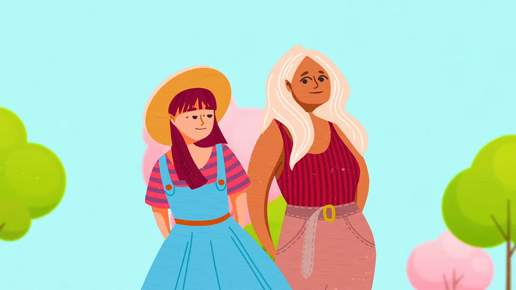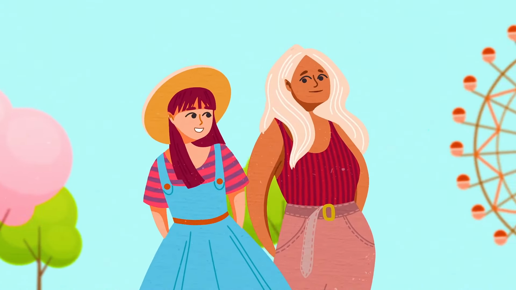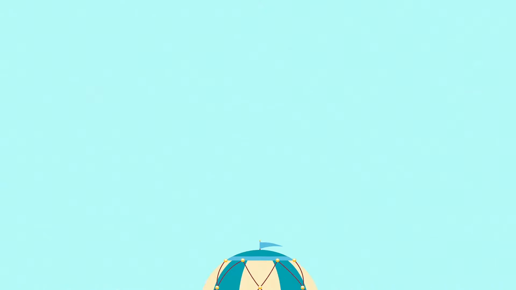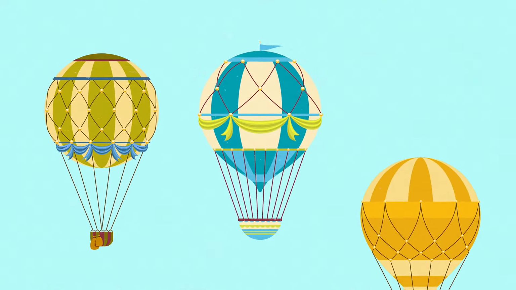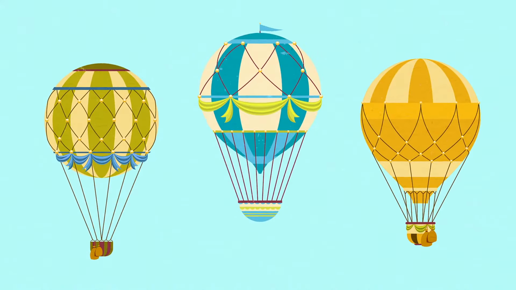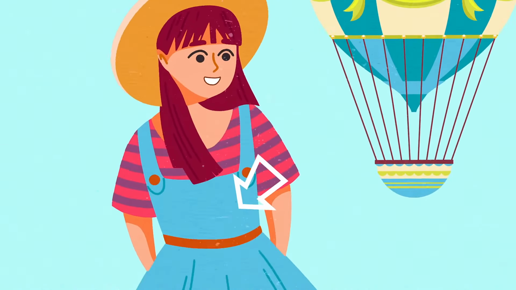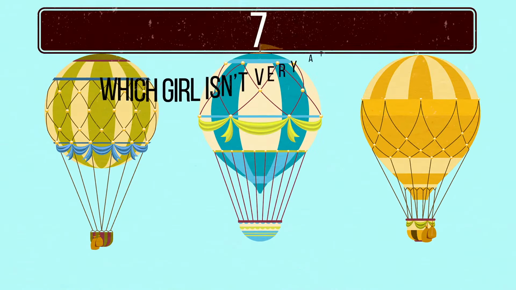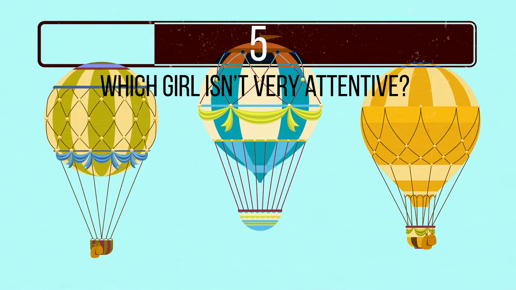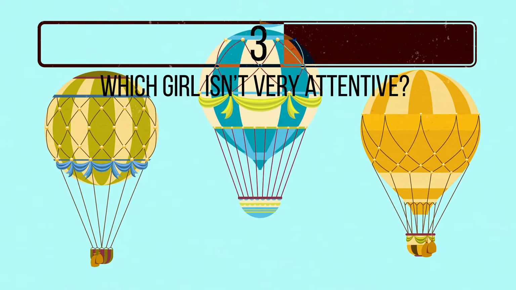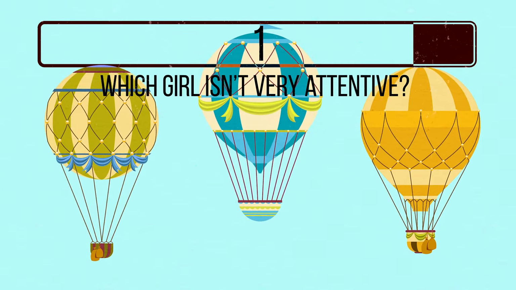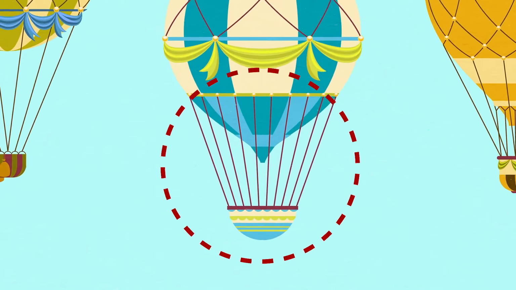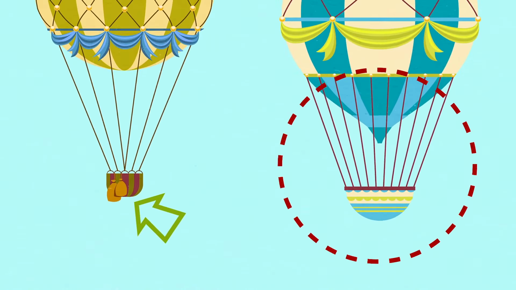Samantha and Julie wanted to have a peaceful Sunday afternoon. They decided to have a hot air balloon ride and headed to the park. The instructor offered them to choose which one they wanted to ride, a blue one, a green one, or a yellow one. Samantha loves the blue one. No surprise, look at her clothes. And Julie wants to go for the green one. Which girl isn't very attentive? Samantha, the color isn't that important. There are no sandbags. You want to have a safe ride, don't you?